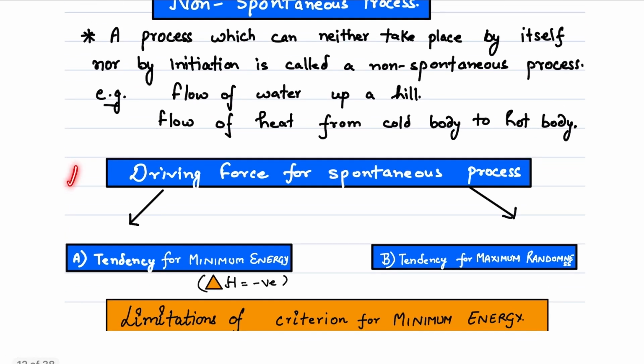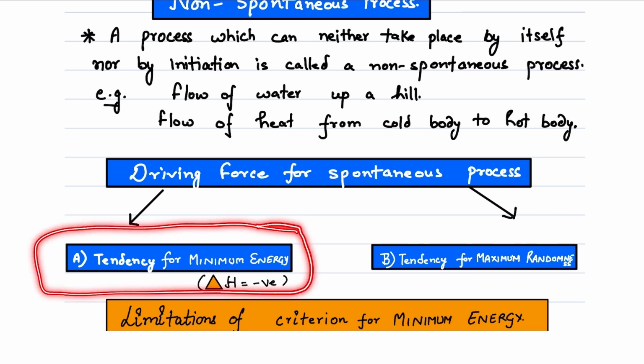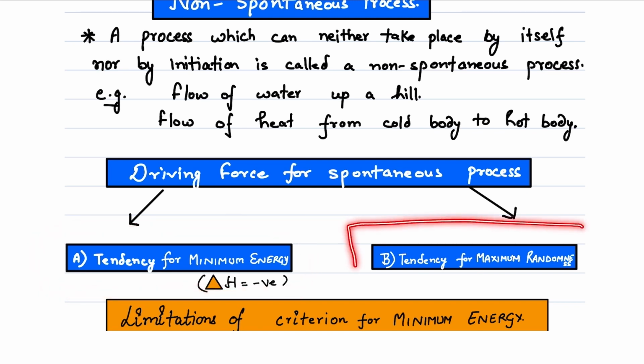Now what is the driving force for any spontaneous process? Basically, two forces are important. The first one is the tendency for minimum energy and the second one is the tendency for maximum randomness. These are the two driving forces.